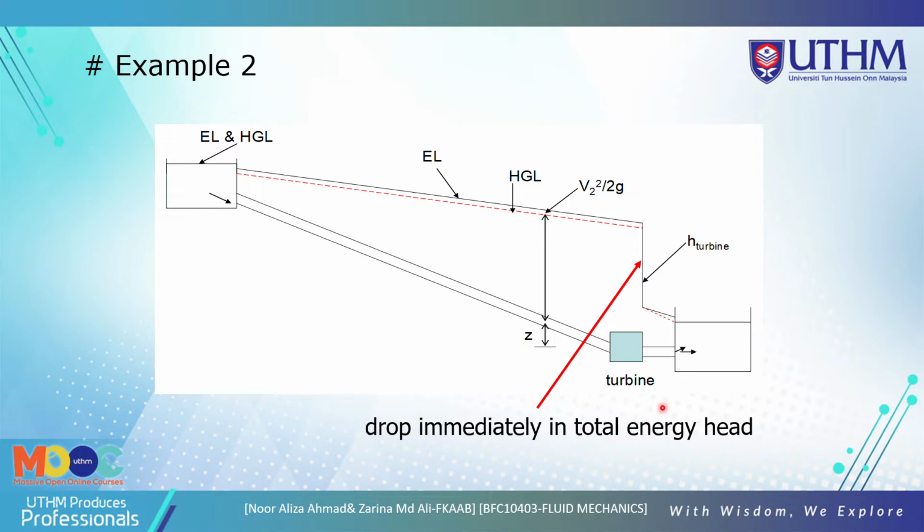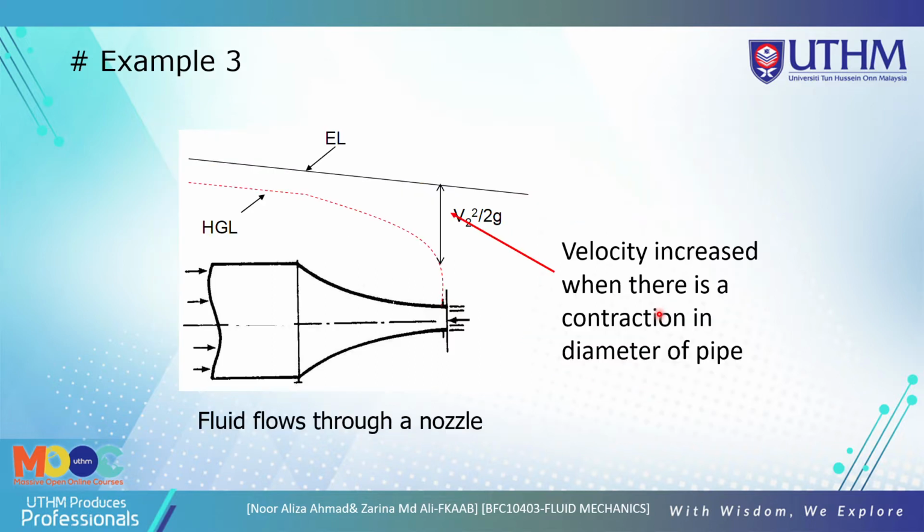Now look at example 3, which is based on fluid flowing through a nozzle. You have learned the nozzle in chapter 4. The nozzle is based on the minor losses in a nozzle, going from the bigger diameter of pipe to the smaller.